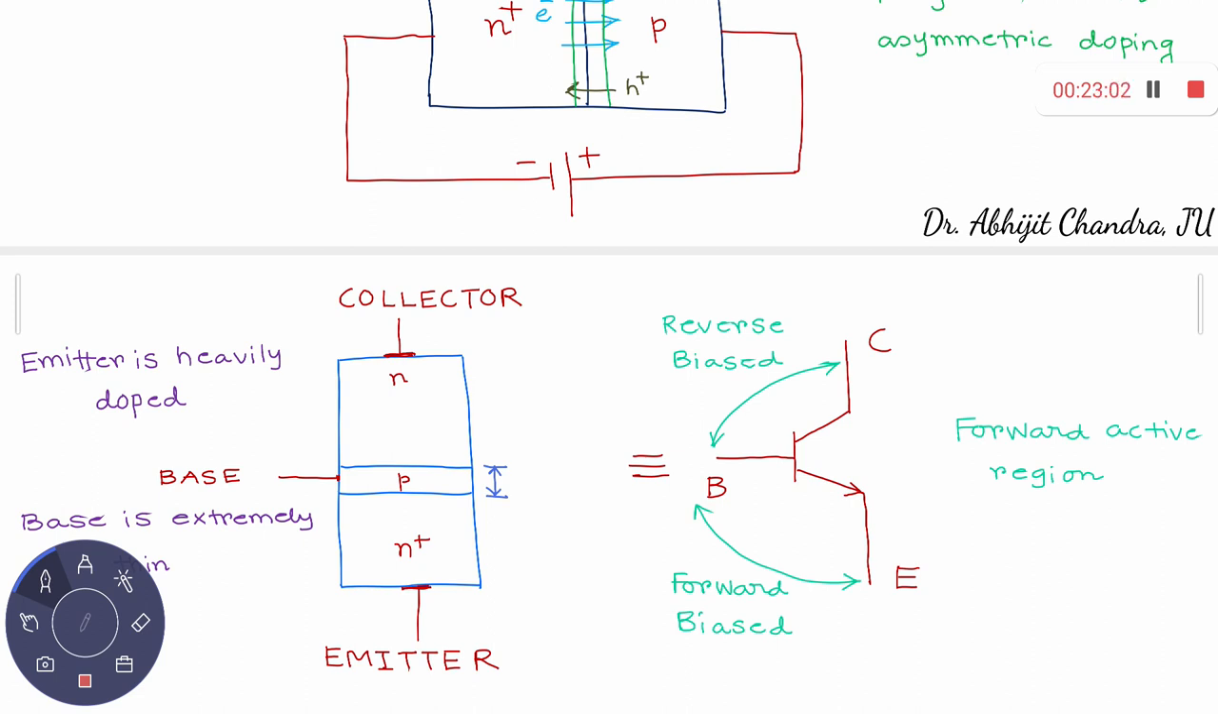It has to be small. But why is this requirement imposed over there? I'm coming to that.